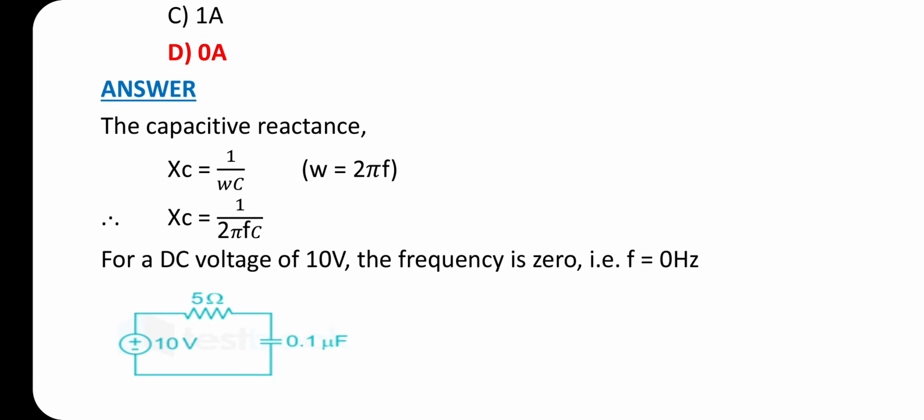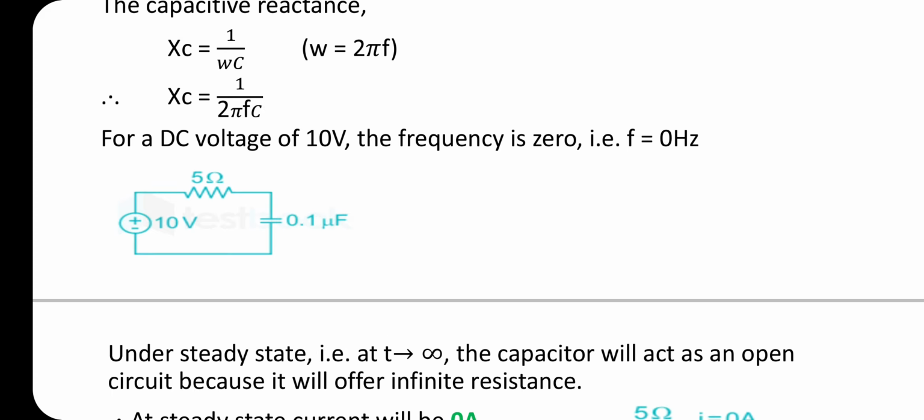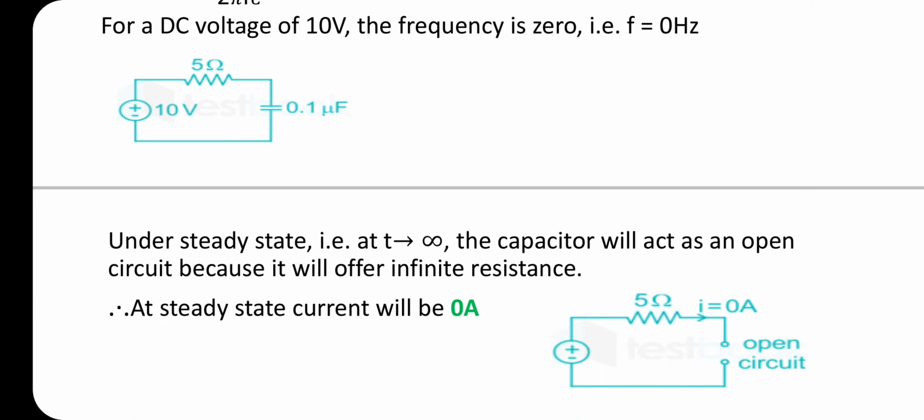The capacitive reactance X equals 1 by omega C, where omega equals 2 pi f. Therefore, X equals 1 by 2 pi fC. For a DC voltage, the frequency is 0, that is f equals 0. Under steady state, that is t tends to infinity, the capacitor will act as an open circuit because it will offer infinite resistance. Therefore, at steady state, the current will be 0 ampere.